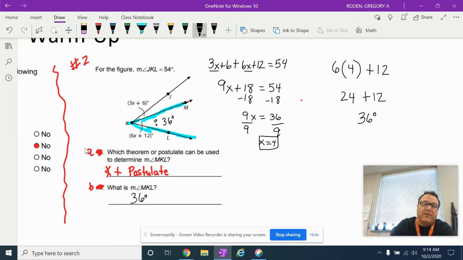And obviously, we could figure out the other angle very simply by subtracting 36 from 54, and that would give you that one. But it didn't ask for that, so I don't think we need to do it. All right, guys. Hopefully, did you get it right? I hope you did.